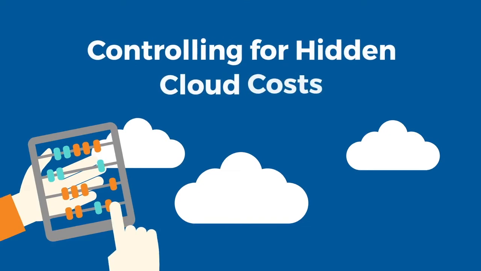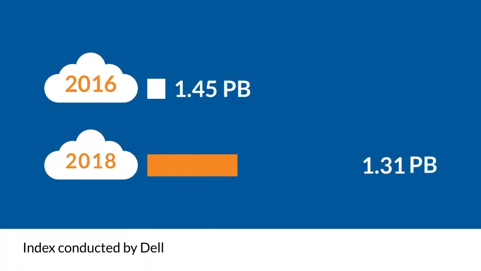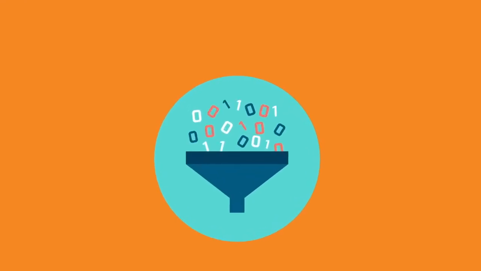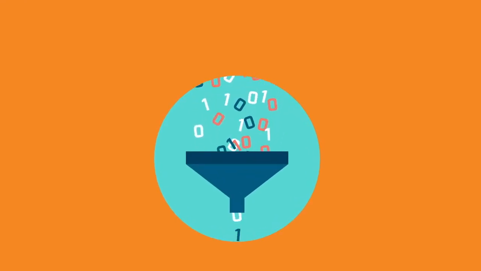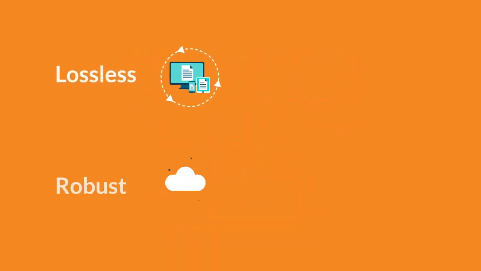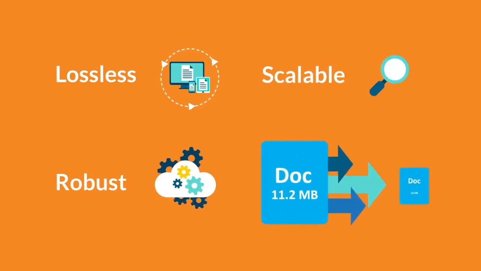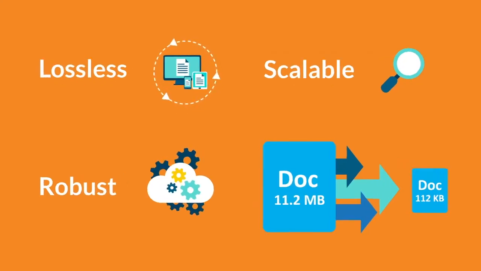A global data protection index conducted by Dell found that enterprise data has grown by 569% in just 2 years. Your team can mitigate cloud budget blowout from unexpected data growth by leveraging document compression to control repository size. MRC compression is the compression method for enterprises. Lossless, robust, scalable, and can compress image documents to as little as 1% of their original file size without sacrificing quality.